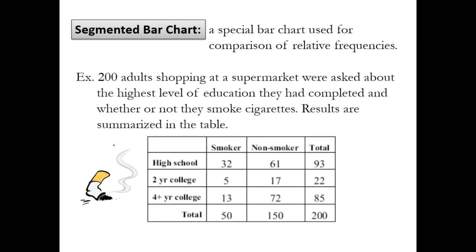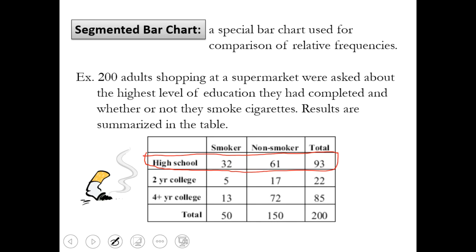So, for example, say I did an interview in which we interviewed 200 adults shopping at a supermarket, and we asked them how much education they had completed and whether or not they smoked cigarettes. These are some results I'd get. 32 of the people I interviewed had a high school diploma and were a smoker. 61 of the people had a high school diploma and were a non-smoker. So my total for high school diploma is given on this row, 93.